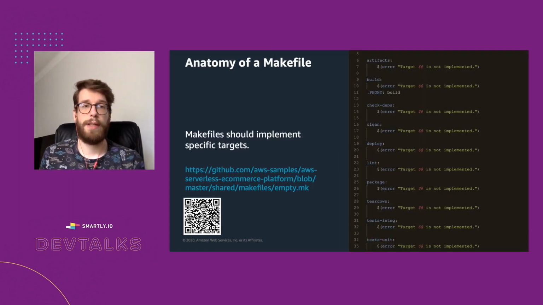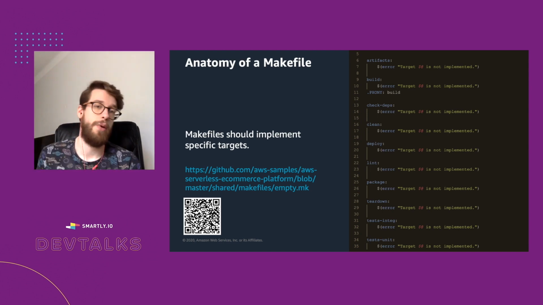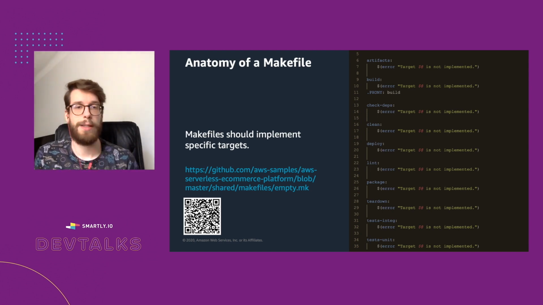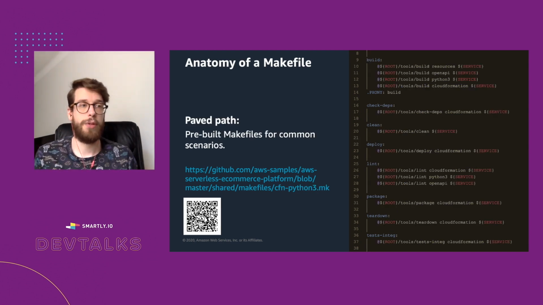There are some specific targets that a makefile should implement, such as building, packaging artifacts, deploying, tearing down the resources, running tests, and these kind of things. And as part of the paved path approach, there are pre-built makefiles for common scenarios. So I mentioned CloudFormation and Python is used a lot. Therefore, there is a makefile that just does that. So if teams are using CloudFormation in Python 3, they can just copy and paste that makefile, and they are good to go.